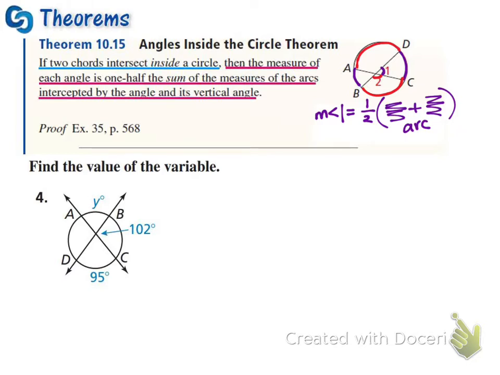Wait, did we write that in that box? That's what the box is there for, yes. Measure of angle 2 is 1/2 times its arcs added together. It does matter that they all correspond correctly.